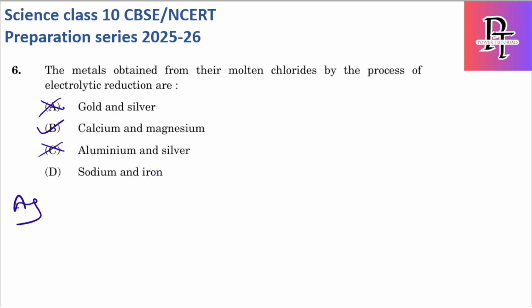For mid reactive metals we perform roasting or calcination kind of a process. Sodium is highly reactive, we perform electrolysis, but the combination is wrong. So the only option is calcium and magnesium. For these two we use the electrolysis process.